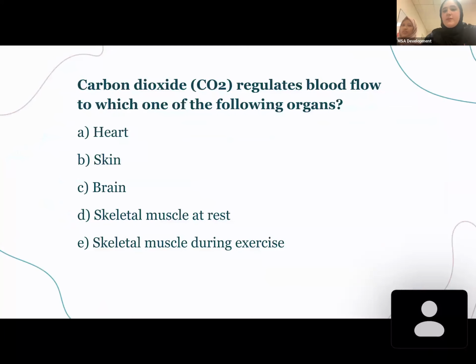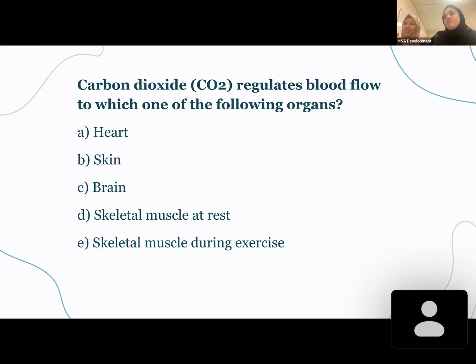Okay, perfect. Next question. Carbon dioxide regulates blood flow to which one of the following organs as its main control? Someone said C. I'm assuming it's for this. C, the brain. It increases vasodilation when there is increased carbon dioxide.